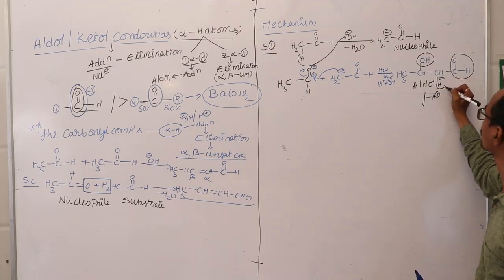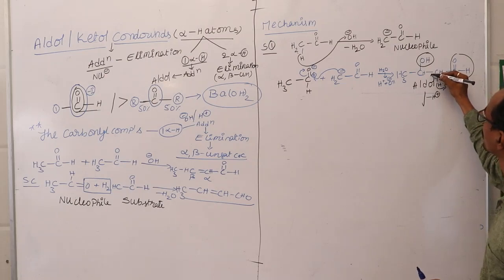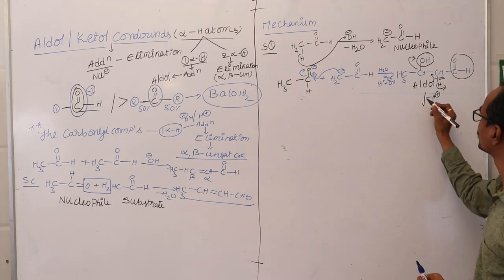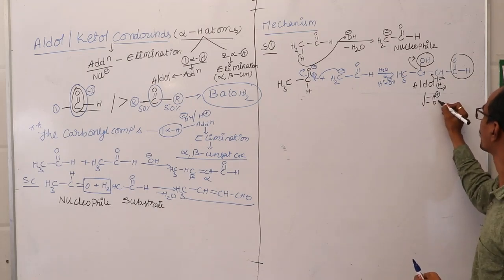So if H plus is removed, then what happens? These electrons are shifted between these two carbon atoms. Then OH minus ion will come out. Then minus H plus, minus OH minus.